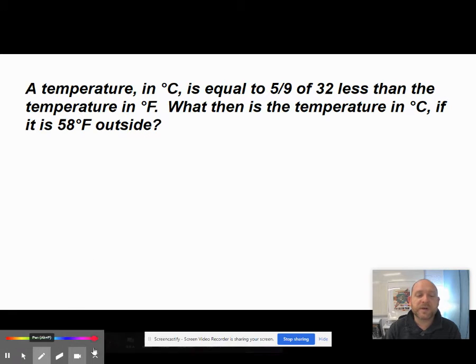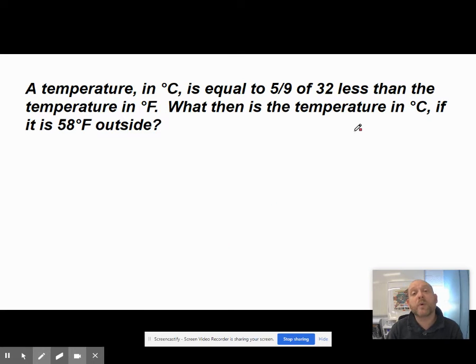A couple things we want to do whenever we do any story problem in math. First thing first, we want to know exactly what we're looking for. So in this case, I'm going to look at the sentence with the question mark. It says, what then is the temperature in degrees Celsius? So I want to find the degrees Celsius if it is 58 degrees outside. So basically, I know I'm going to be converting 58 degrees Fahrenheit into degrees Celsius. That's what I'm looking for.